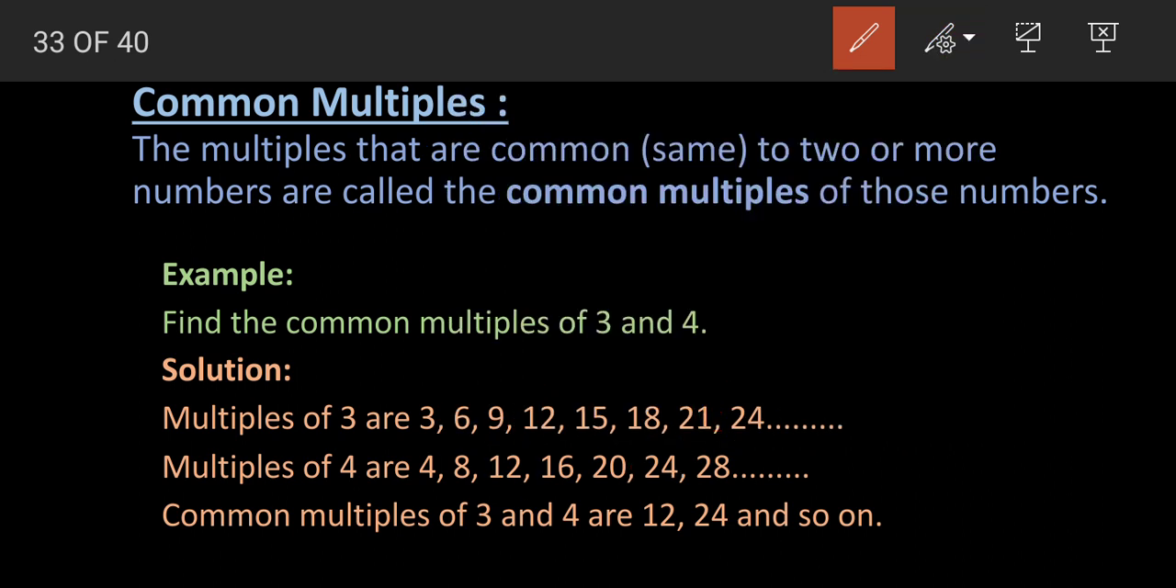Or simply we first find the first common multiple, and then multiply it by 2, 3, 4 to get the next common multiples. Like the common multiples of 3 and 4: first one is 12, next one is 24, that we get by multiplying 2 with the first common multiple, 12 × 2 is 24. Next we multiply by 3, that is 12 × 3 is 36, and 12 × 4 is 48. So 12, 24, 36, 48, all these are the multiples of 3 and 4.